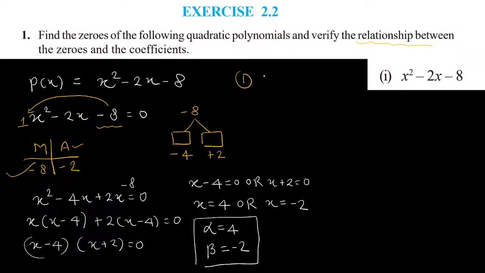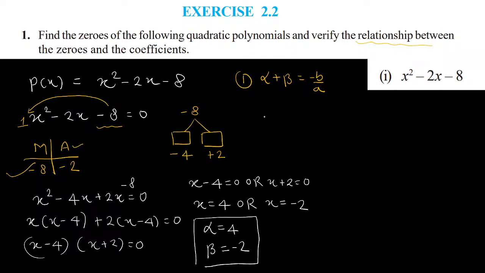The first relationship is alpha plus beta equals minus b by a. What are the values of alpha and beta? That is 4 and minus 2. What are the values of a and b? That we need to find out. And how do we do that?